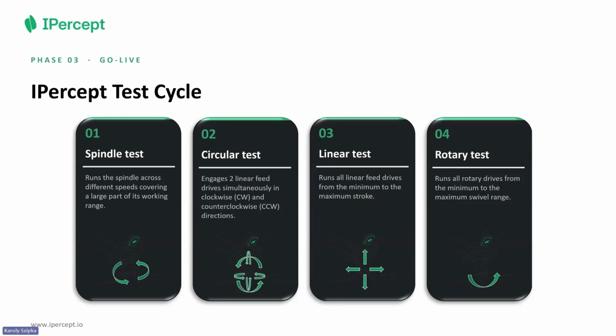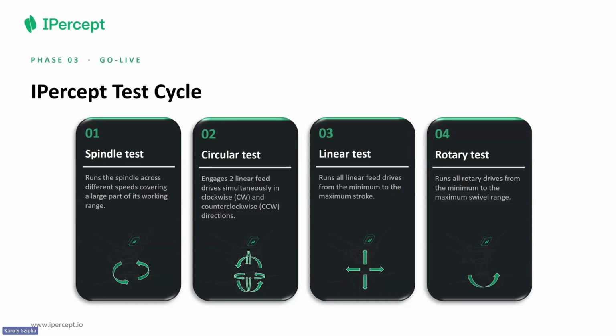And then a simple 5-minute G-code test cycle is run on every machine, which is composed of parts of the test where every single subsystem of the machine is moving individually and in a synchronized fashion, such as the spindle, which runs across different speeds, covering almost its full working range, then a circular test engaging two linear feed drives at the same time, clockwise, counterclockwise, a linear test moving back and forth, or a rotary test, the same for rotary feed drives. The whole test usually takes around 5 to 10 minutes, also depending on the size of the machine.